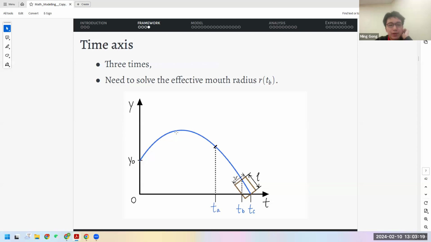As shown in the diagram, there are three critical times for the catch. When the dog starts opening the mouth, defined as TA. When the object reaches the mouth opening, defined as TB. And when the object reaches the cheek, defined as TC. We want to find the effective mouth radius, R, at time TB when the object passes through the mouth opening.